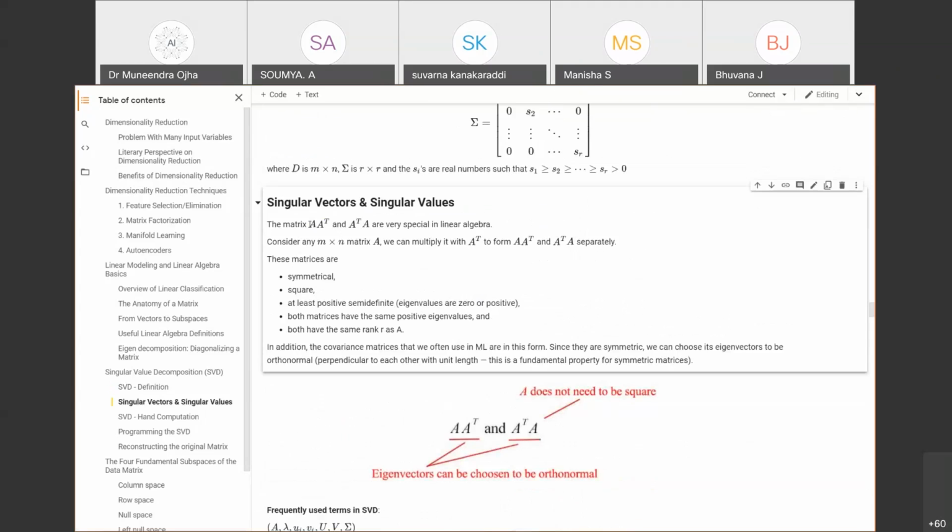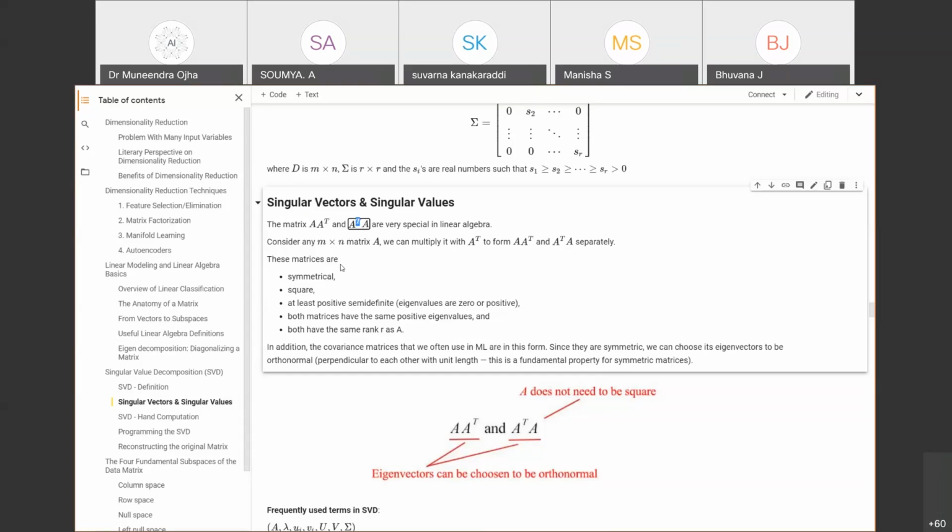Okay, so with these two transformations, A multiplied with A transpose and A transpose multiplied with A, definitely we will get two different matrices, as you all know very well. So these are two different matrices, A A transpose versus A transpose A. However, they are very special matrices in linear algebra.